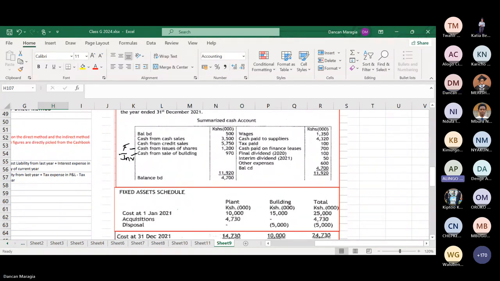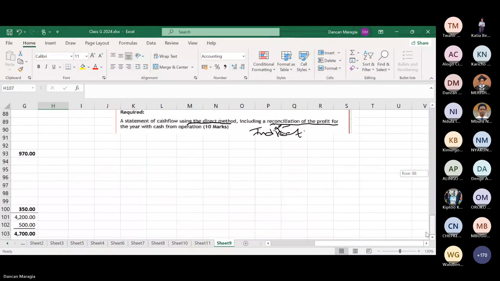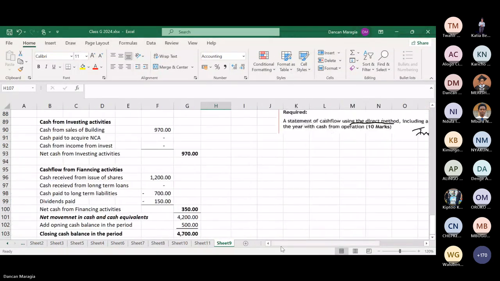Yes, that is well understood, Mwalimu. Thank you. Mwalimu, by credit sales, you mean tuliuza kwa deni. Now they are paying us back. Yes. Okay.